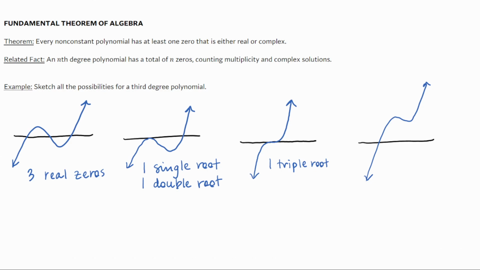But this other one where it turns back on itself, but it only has one x-intercept, this has one real root. And what I'm telling you is that it's also got 2 imaginary roots.